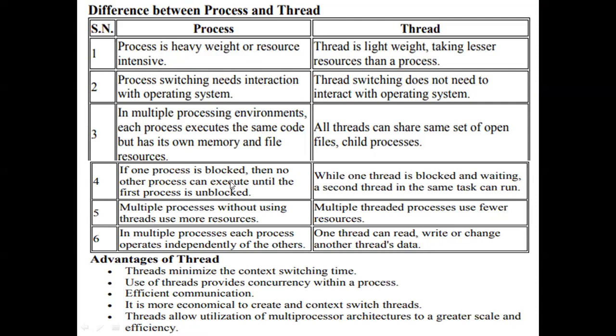If one process is blocked, then no other process can execute until the first process is unblocked. While one thread is blocked and waiting, a second thread in the same task can run. That is the main advantage. Multiple processes without using threads use more resources. Multiple threaded processes use a fewer number of resources. In multiple processes, each process operates independently of the other processes.